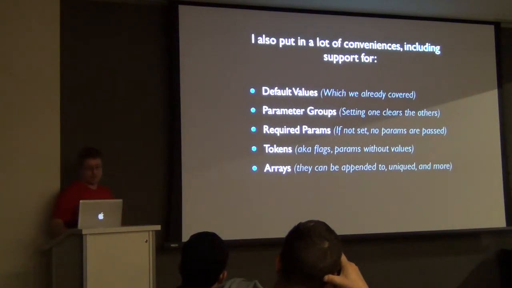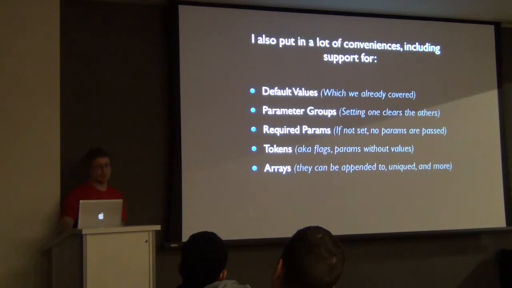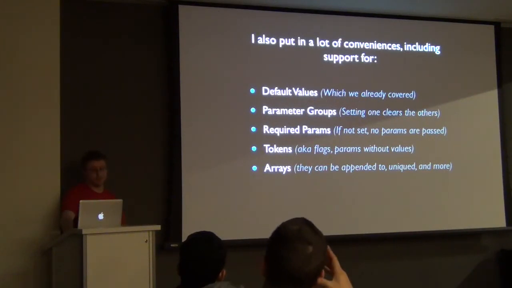I also put a lot of conveniences, including support for default values, which we already covered, parameter groups, and the way those work is you specify a parameter group. Say you have 3 parameters you're expecting in your route, and you only want a value for one of them. You would set them to a group. Anytime you set a value for one of them, it would clear the others for the same group. Required parameters. So if you set a parameter as required, then if no value is set for that parameter, no values are passed to the handle route method, and that ensures that if that value is not set, then it does the default that would happen if no parameters are set at all.